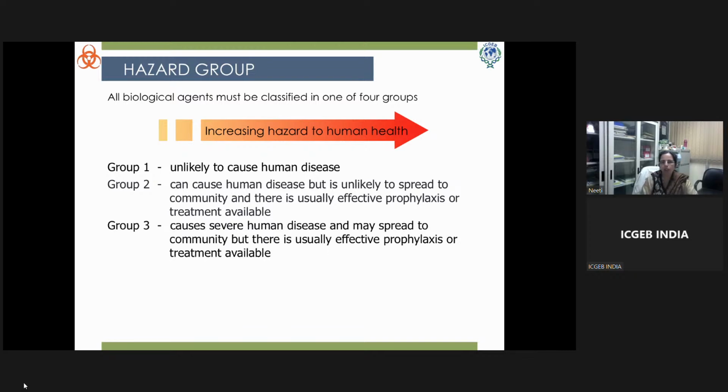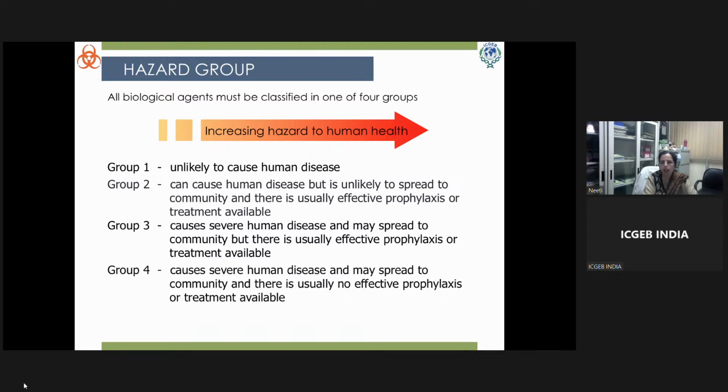Group 2 would include all the agents that can cause a human disease, but it is unlikely to spread to the community. There could be an individual infection, but there is usually a treatment available, and there is a very minimal chance of it spreading to your neighbor. Group 3 would be a little higher in the hazard group and would include all those cases where a severe human disease can develop and there is a chance that it can spread in the community, but an effective line of treatment is available to control or cure it. And group 4 will include all the agents that can cause severe infections in humans.